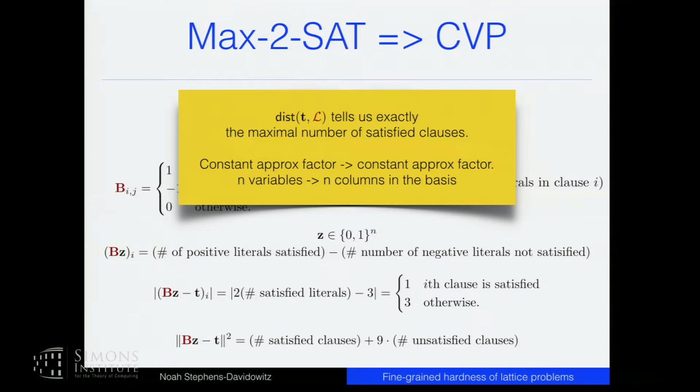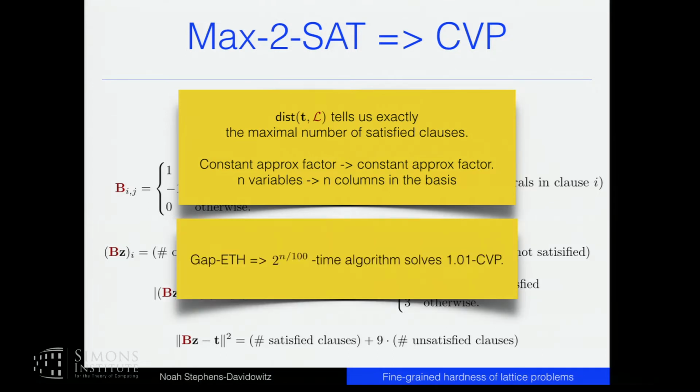And it also maps n variables to n columns in the basis, which is also really nice. This is kind of what I mean when I say fine-grained. In particular, if you remember this gap ETH assumption from before, this means that under the gap ETH assumption, there's no 2 to the n over 100 time algorithm that solves, say, 1.01 CVP, or whatever constant you actually get there. Does that make sense?